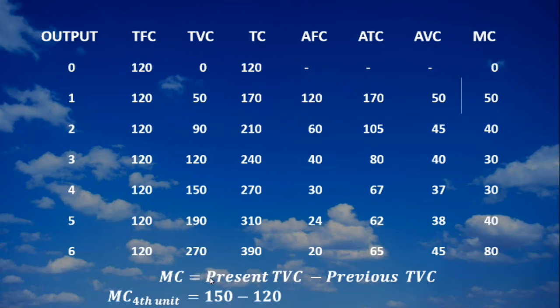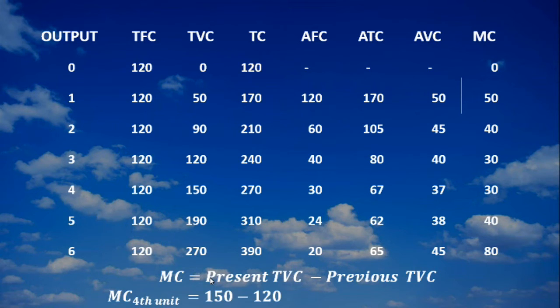For output 0, its present total variable cost is 0 and its previous total variable cost is also 0. Hence, marginal cost of output 0 is 0. I have given the values for all other outputs. Students are advised to calculate each value and verify them with the displayed values after pressing the pause button. This is very important from the board examination point of view. Well, that is all about the calculations.